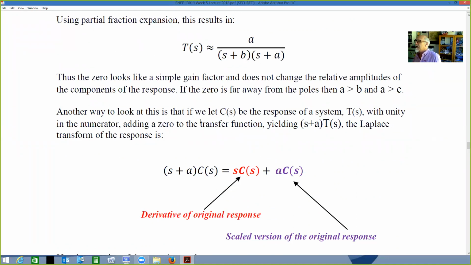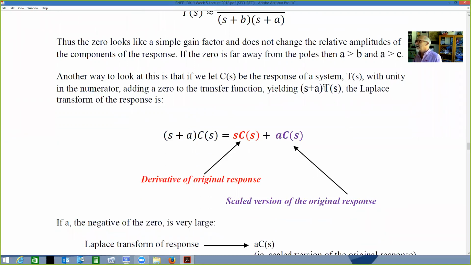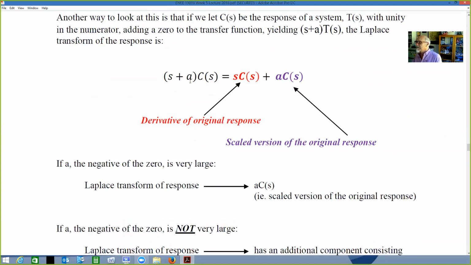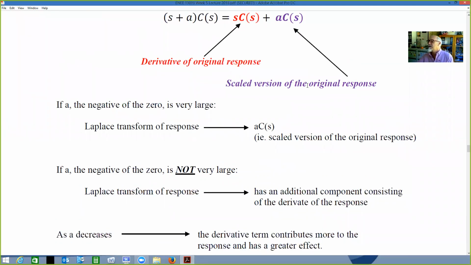So another way to look at this is that if we let our output function C(s) be the response of the system, then T(s) with unity in the numerator, adding a zero to the transfer function yields this kind of form, (s + A) multiplied by T(s). Then the Laplace transform of the response comes down to looking like this. Where this is the derivative of the original response, and this is scaled up, multiplied by the factor of A, so it's a scaled version of the original response. Okay, now if A, the negative of the zero, is very large, then when we go through the Laplace transform of the response, we end up with just A times C(s), the scaled version.